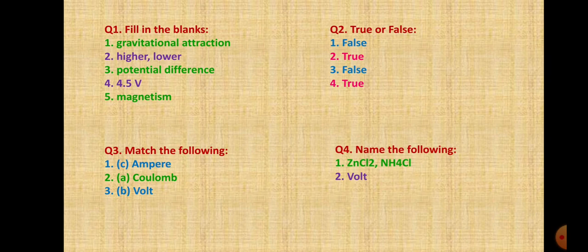Third one is two vehicles in which lead acid cells are used. Yes, car, truck, these are the vehicles in which the lead acid cells are used. Fourth one is any electronic device which use dry cell. Torch, radio. So these are the devices in which the dry cells are used.